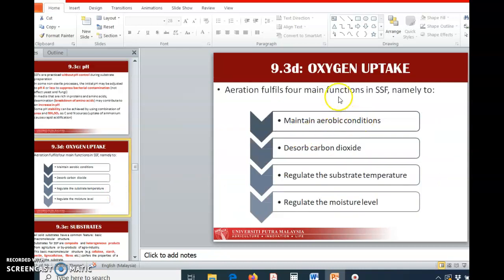Okay, for the oxygen uptake parameters, aeration fulfills four main functions in solid state fermentation. The first one is to maintain aerobic conditions, like I said to you earlier. The SSF requires aerobic conditions. Second, to remove carbon dioxide that is being produced by the microorganism. Third, to regulate the substrate temperature, because aeration can remove the heat from the solid substrate. And lastly, to regulate the moisture level by adjusting the humidity of the air that we use for aeration.